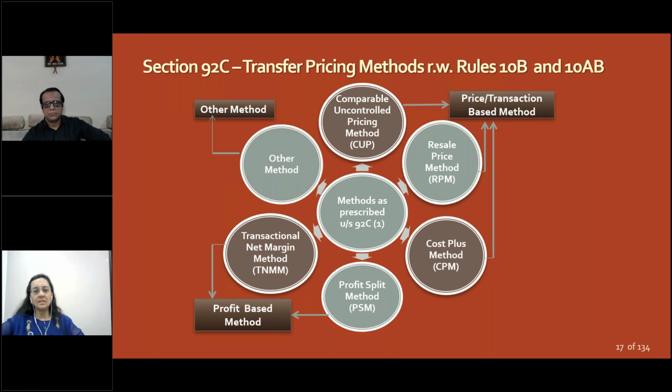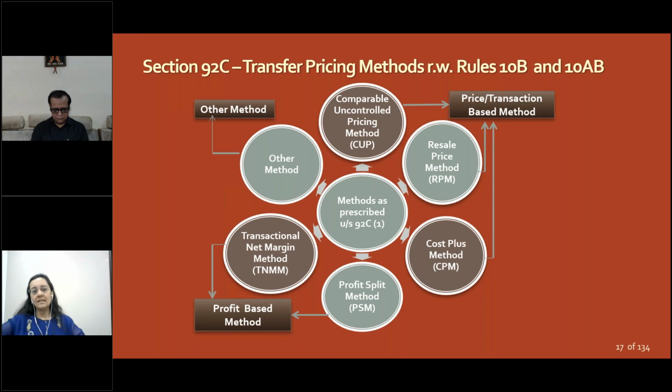Now these are the six methods that are given in our law, and they are generally termed as CUP, RPM, CPM, PSM, TNMM. For those that usually do transfer pricing, these short forms are very easy to understand, but for a person who is getting into transfer pricing, they can sometimes be daunting. But the meaning is very easy. The application comes with time.